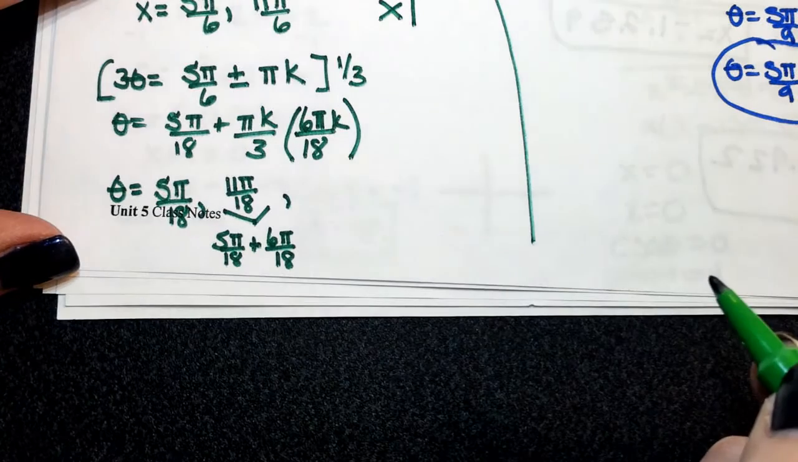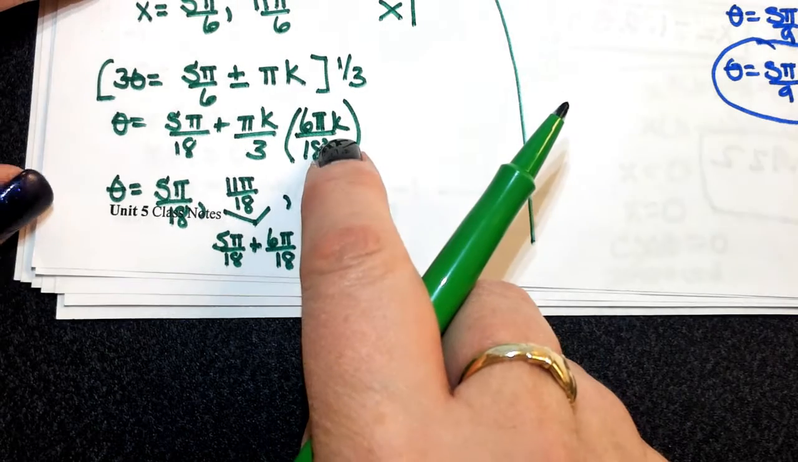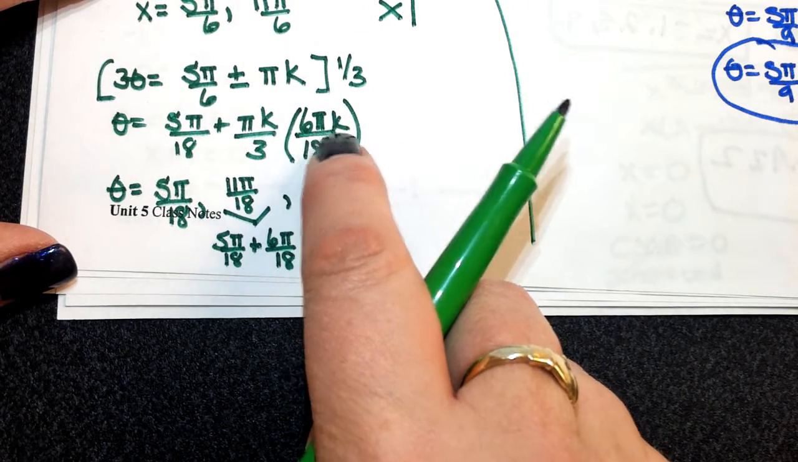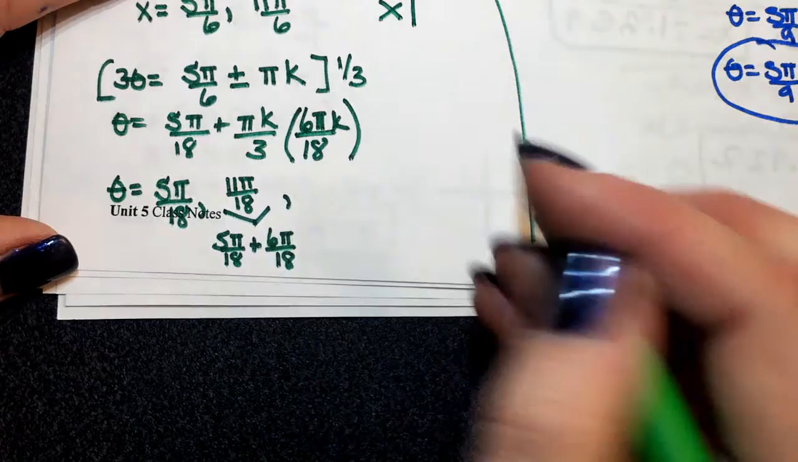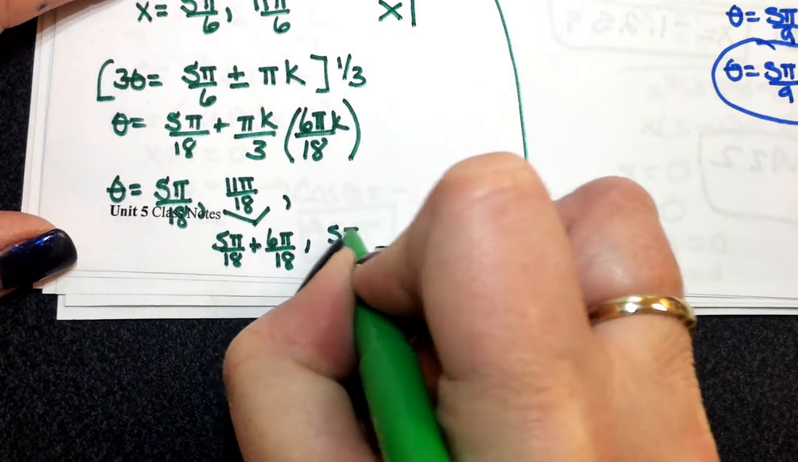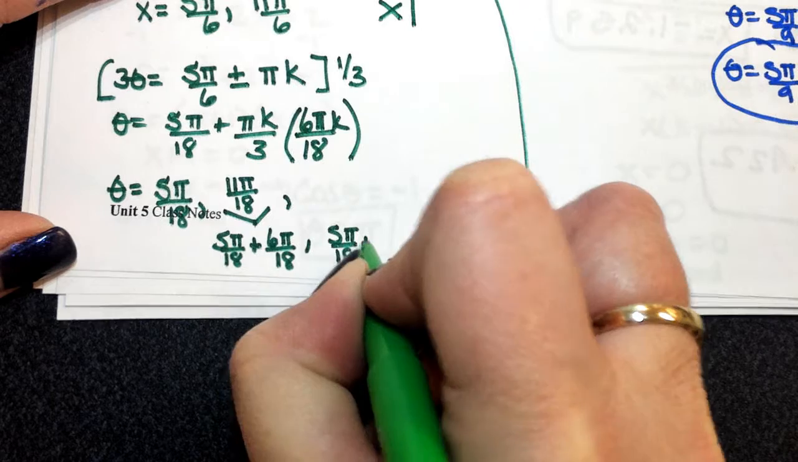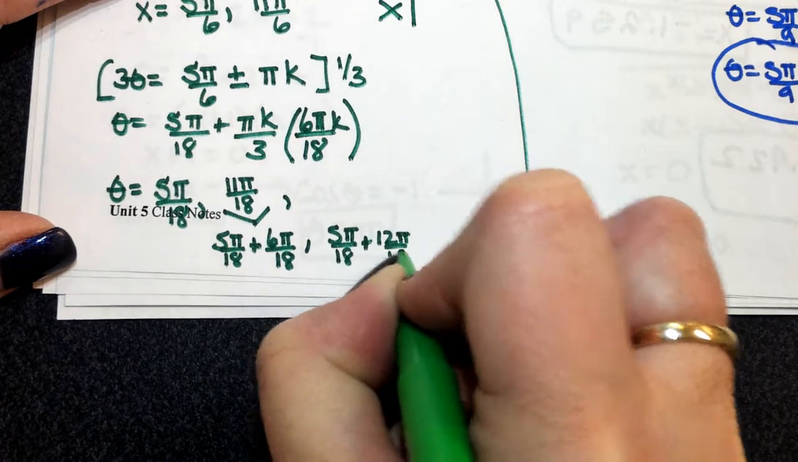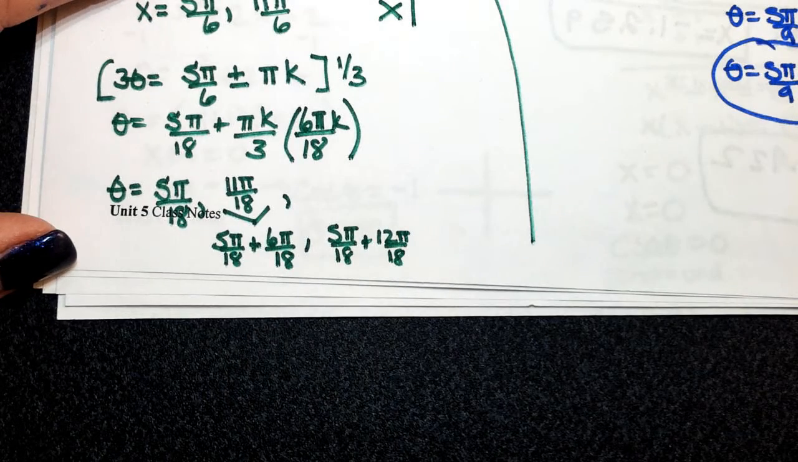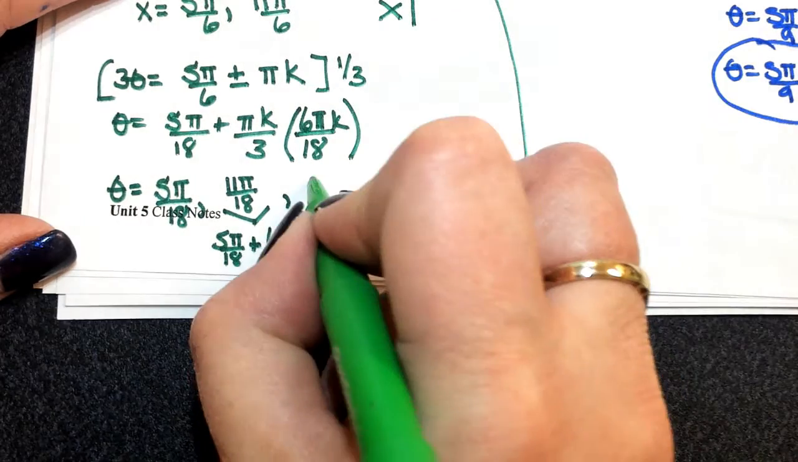So that's k is equal to 1. So now k is equal to 2. 6 pi times 2 will give me 12 pi over 18. So 5 pi over 18 plus 12 pi over 18. So what's 5 pi over 18 plus 12 pi over 18? 17 pi over 18.